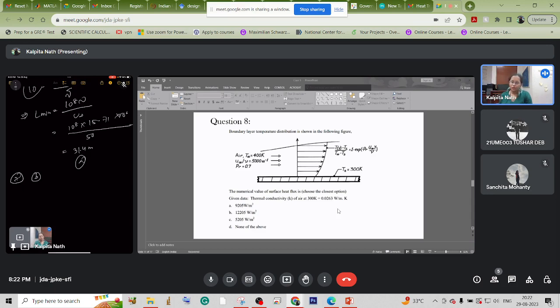Hello? You know that we have to apply Fourier's law here, right? Yes, ma'am. So with Fourier's law we need dT/dy at y equals 0, that is the temperature gradient, right? And the temperature profile is already given here. So from there we can find dT/dy at y equals 0. Just put that into the Fourier's law equation, then put the corresponding values, everything is given, right? Okay.